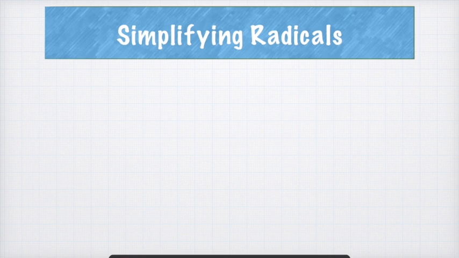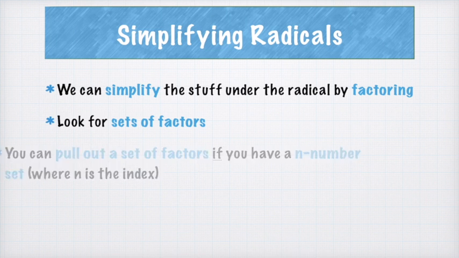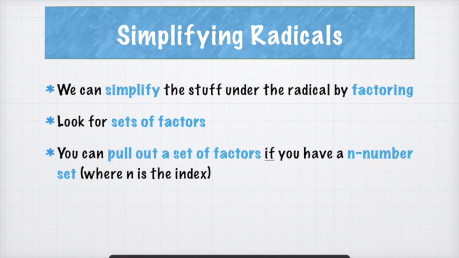Let's simplify some radicals here. So we can simplify the stuff underneath the radical, so the stuff underneath the square root sign, by factoring. Remember, that's our favorite 6-letter F word. We want to look for sets of factors, and if we want to pull them out, we have to make sure that it's an n number set.